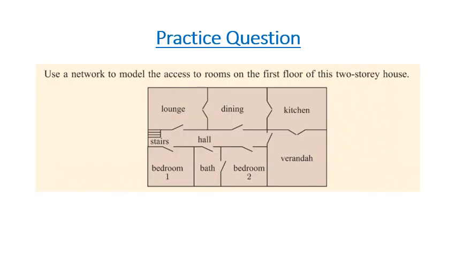So I'd like you to have a go at a practice question of basically trying to draw a network to talk about the access of the rooms on the first floor of this 2-story house. So basically the things we're looking at, the nodes, are going to be the rooms, and the paths or the connections are the ways of going from one room to another. All right, so please feel free to pause the video and have a go. Once you think you've got the right answer, continue it, and we'll see how you went.